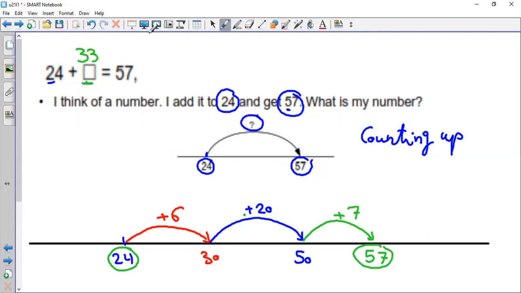Let's check our answer. 20 plus 30 is equal to 50. 4 plus 3 is equal to 7. 50 plus 7 is equal to 57. So my answer is correct.